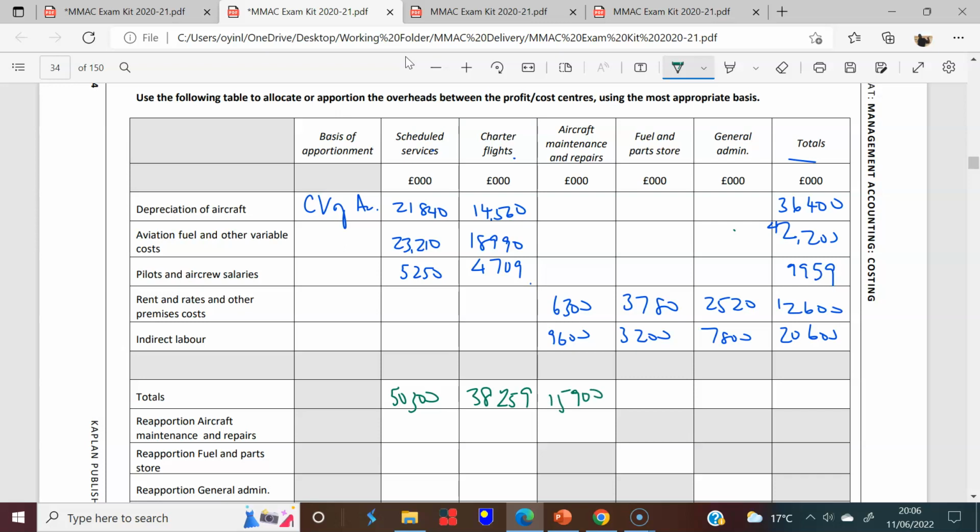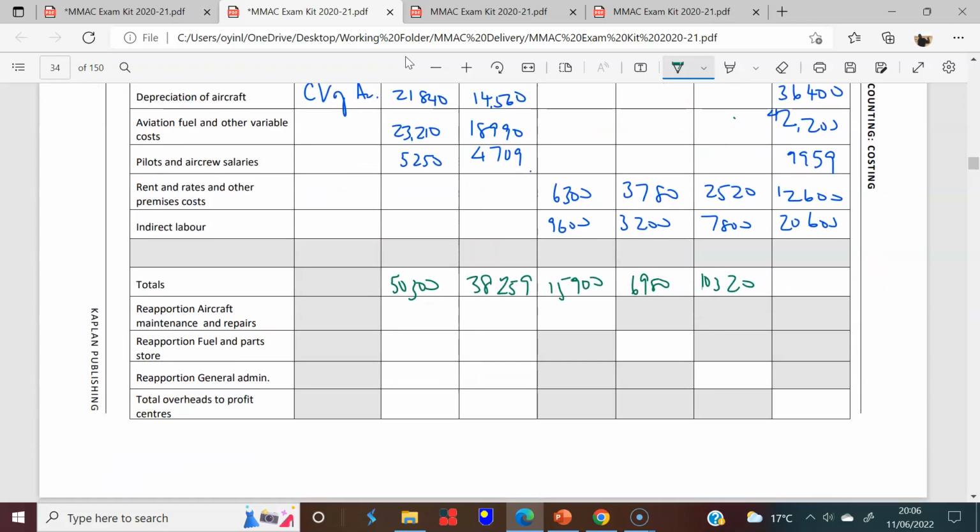And then finally we add downward 6,300 plus 9,600, and we have 15,900. Then we have 3,780 plus 3,200. We have 6,980. Then we have 2520 plus 7,800 is 10,320. Of course, you can add all this right across, but I won't bother too much with that. That's interesting.